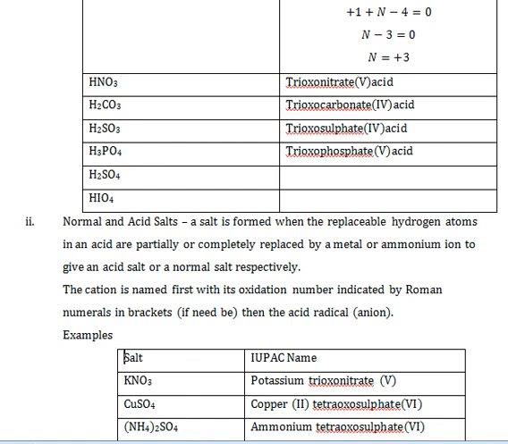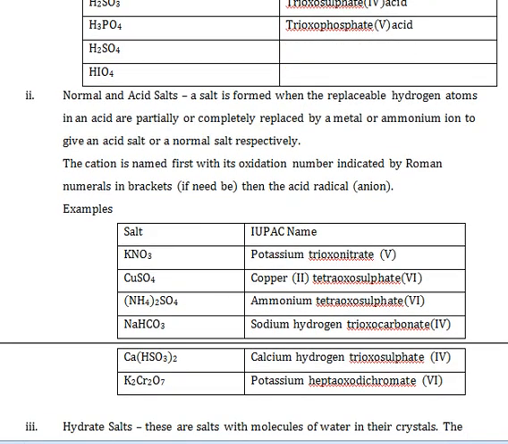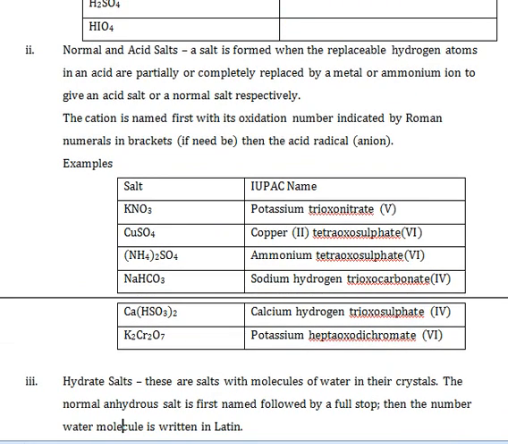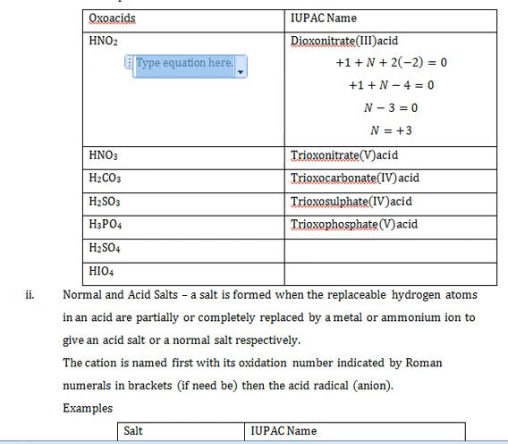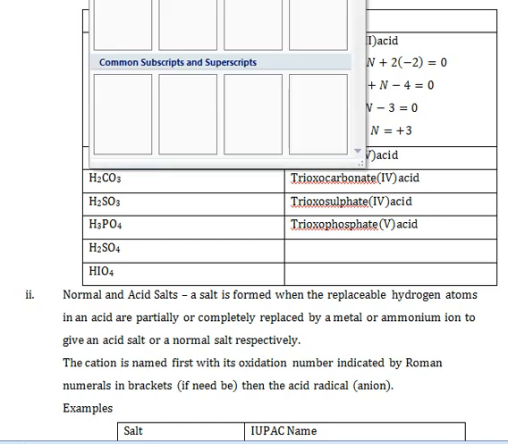In that case, we move on to normal and acid salts. But before I go on to that, I want to bring something to our notice. There are such things that we call acid radicals. Now, if we take off the hydrogen from HNO2, it will give us NO2 minus.